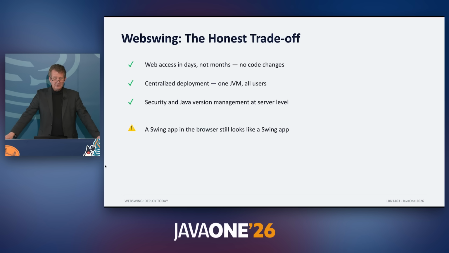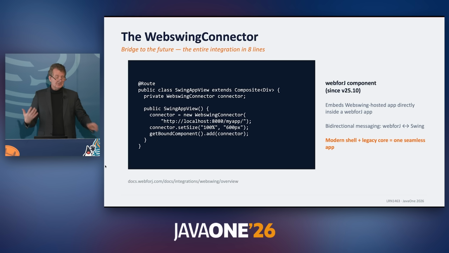There is some trade-off, but it's a logical trade-off. I just mentioned it. A Swing app in the browser still is a Swing app in the browser, so it will not, over time, just automatically look browserish. So this is natural. What we do have for this transition journey is a modernization framework where Webswing and webforJ integrate with each other. So what does this let you do?